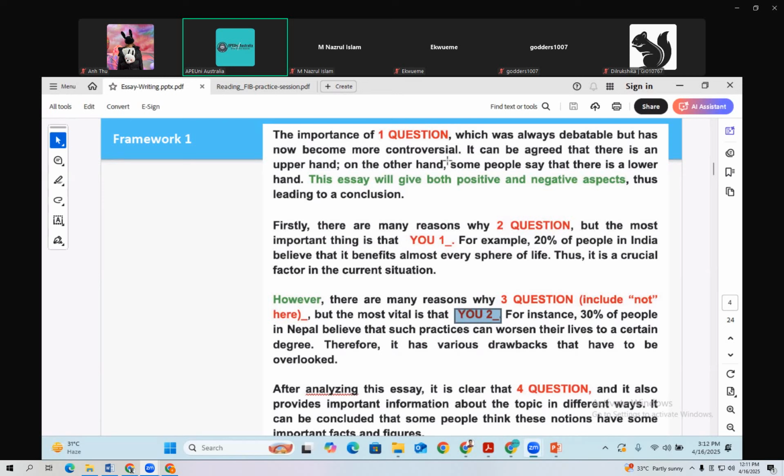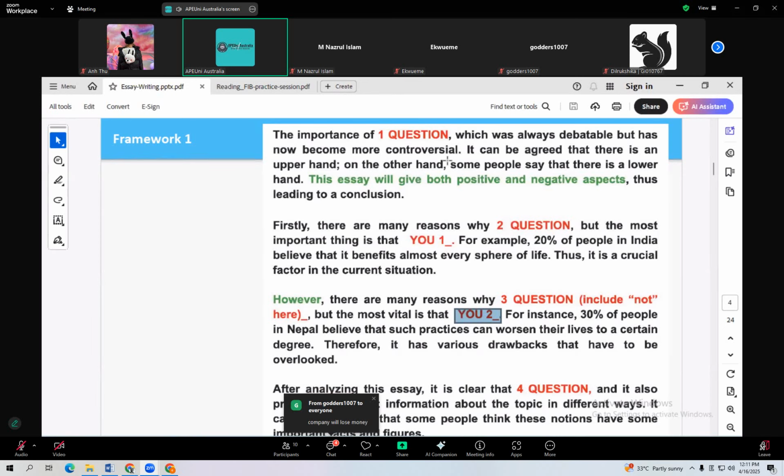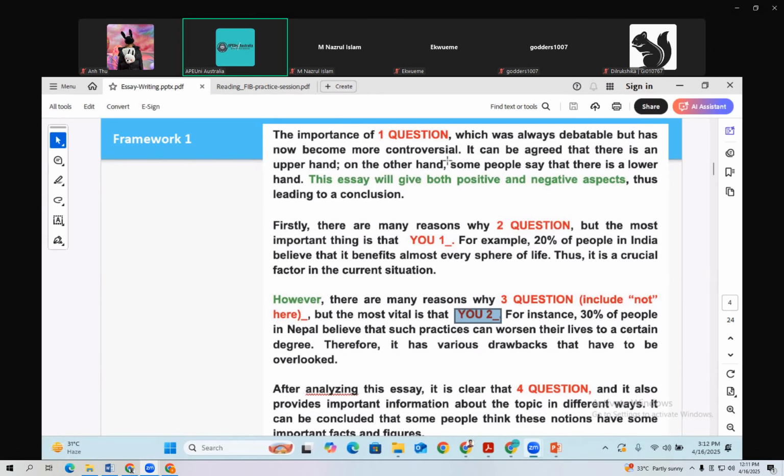Then overcrowding might happen if public transportation becomes free, right? So these are the problems, and you are showing the justification. Okay, then government expenditure will be high, right? Goddard said that the company will lose money.